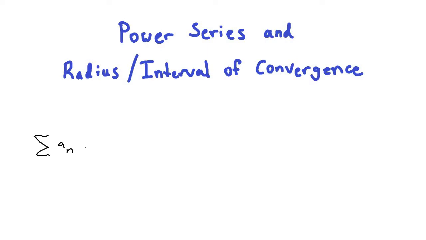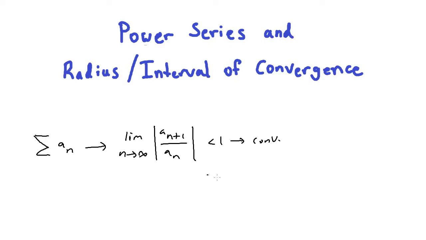So we have to set the limit as n approaches infinity of a sub n plus 1 over a sub n, and take the absolute value of it. Now, if that limit is less than 1, we know the series will converge. If the limit is greater than 1, we know the series will diverge. And if the limit is equal to exactly 1, then the test is inconclusive, and we have to try a different test.